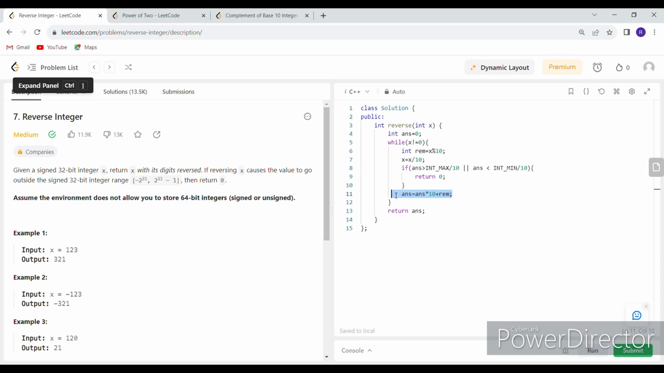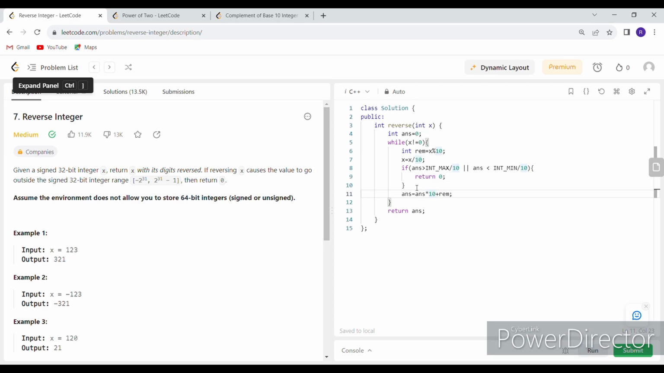So this is the statement which would be causing the error. If in the previous iteration we multiply the answer by 10 and add the remainder to it, and it is very close to int max, and when we again in the next iteration multiply it by 10, there are chances that it can go beyond the int max value and the variable could not store it and throw an error.